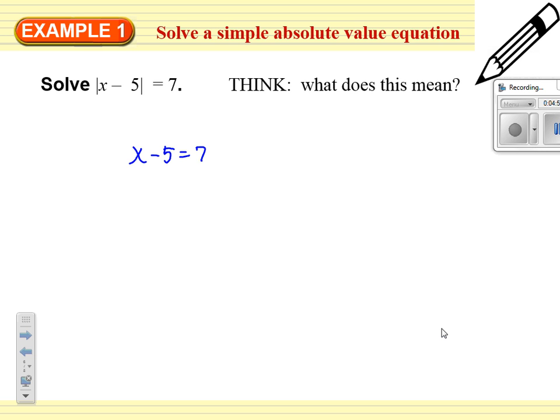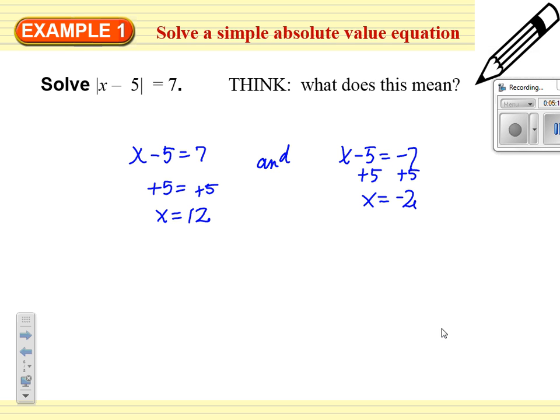And I can also say x - 5 is equal to -7. I add 5 to both sides and I get x equals 12. If I do this over here, I add 5 to both sides and I get x equals negative 2. So those are two answers or two solutions that make the equation true or satisfy the equation.